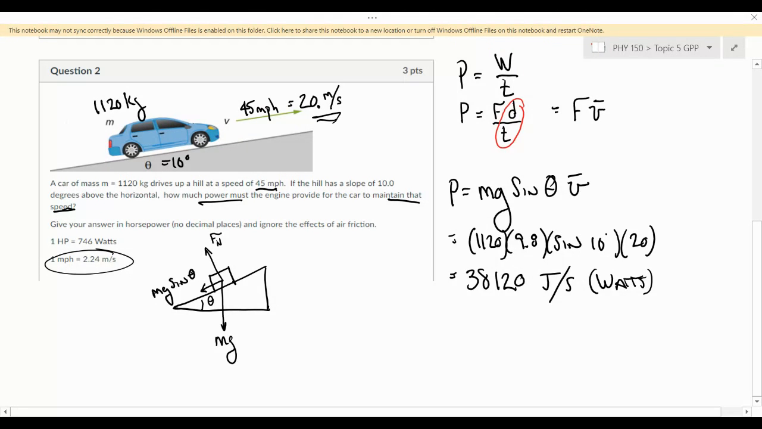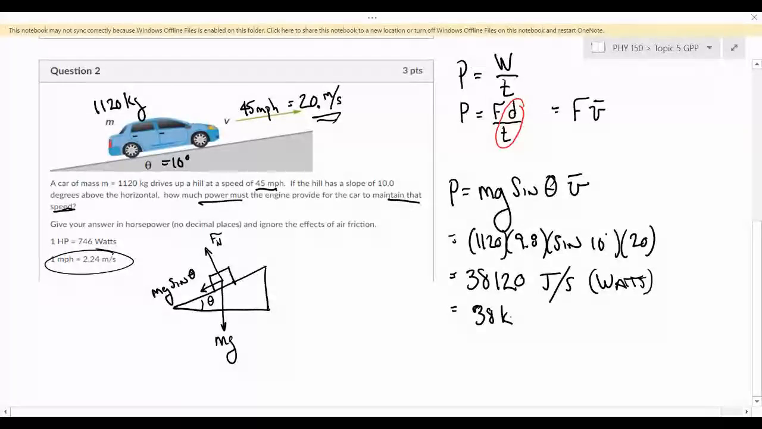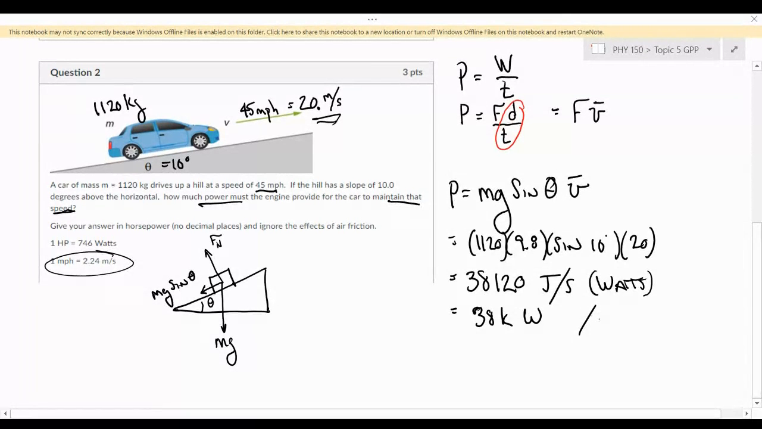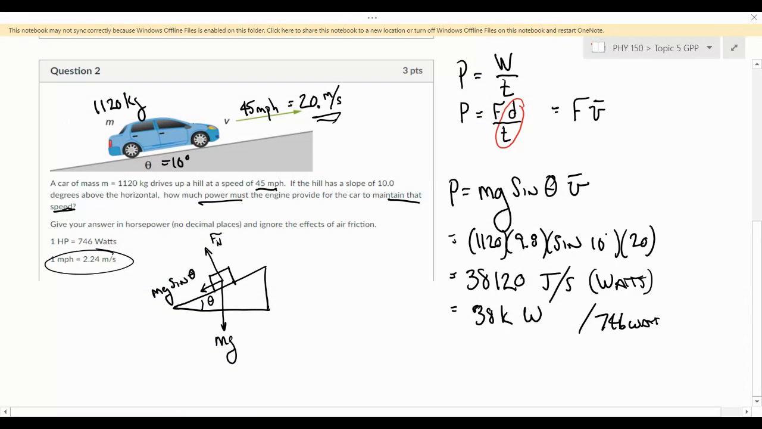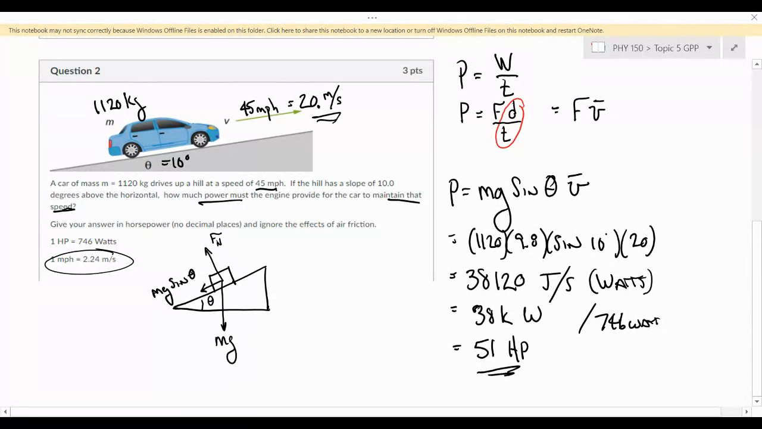Now, if we're ever asked, sometimes you might have to express this as 38 kilowatts. In this case, we want horsepower, so remember we're going to divide that by 746 watts per horsepower. So divide by 746, and I get about 51 horsepower. That's not too bad.